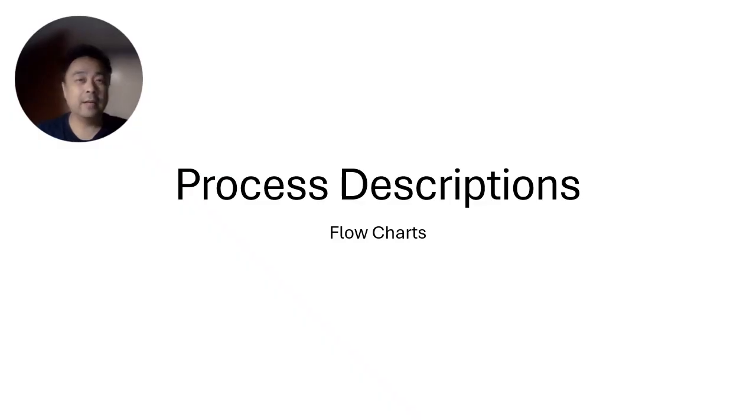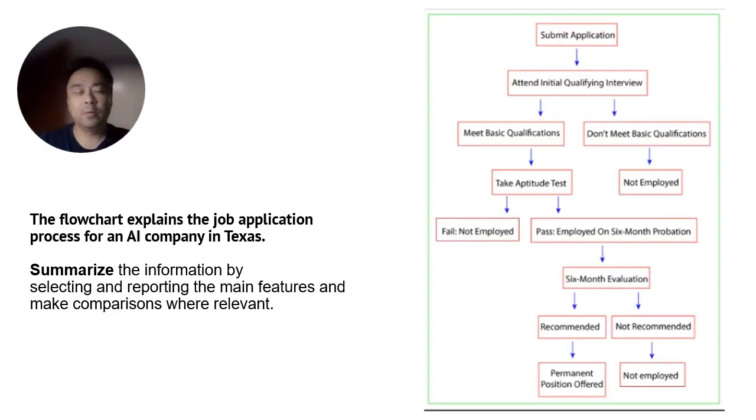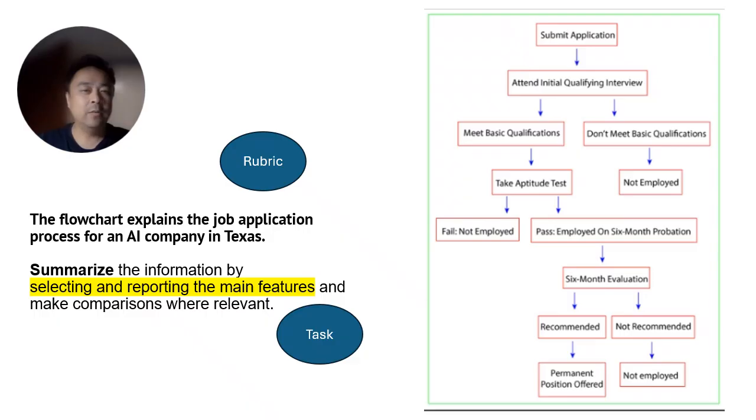We're going to take a look at a particular type of process description, a flow chart. Here's a typical question, and as you know, we have three parts. We have the rubric, the exam's explanation or introduction of the graphic to you. We have your task. What do you need to do in 20 minutes? Summarize the information by selecting the main features and reporting on them, as well as making comparisons where relevant. And of course, we have the graphic itself.